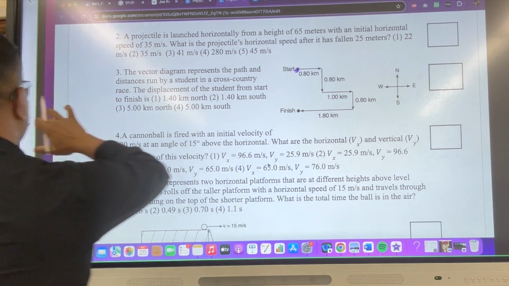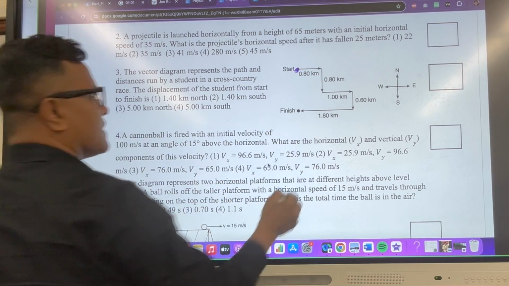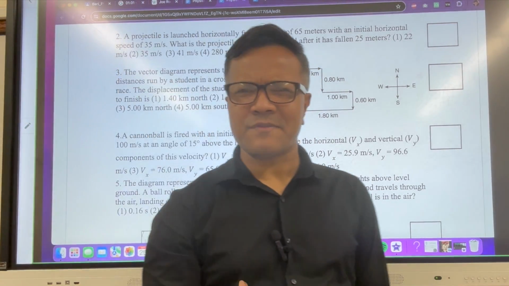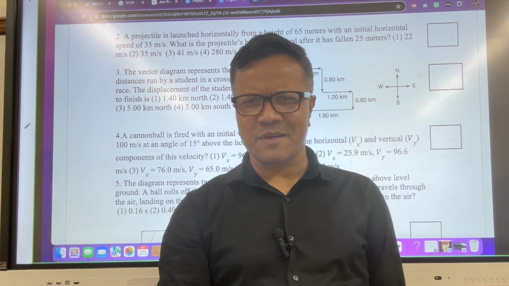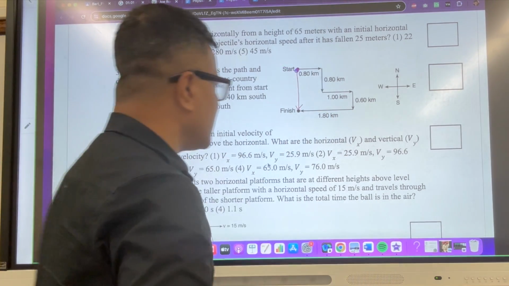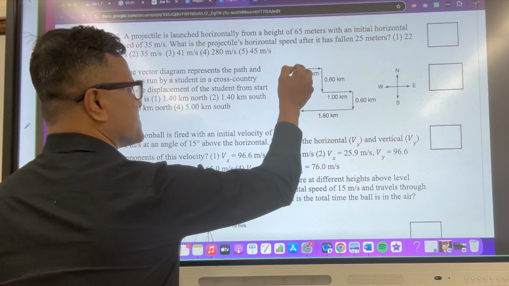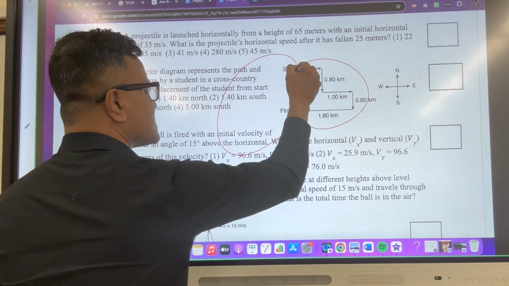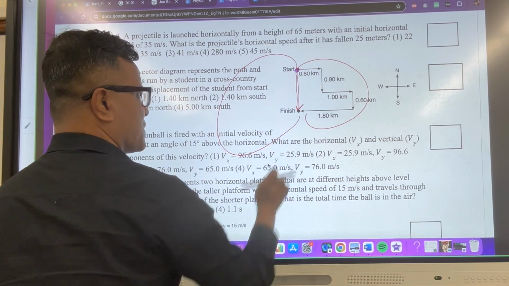And I'm going to draw the vector. This is the displacement vector. Displacement is by definition the shortest distance between 2 points. So the shortest distance between 2 points is not this. Shortest distance between 2 points is not this. The shortest distance between these two points is this one.